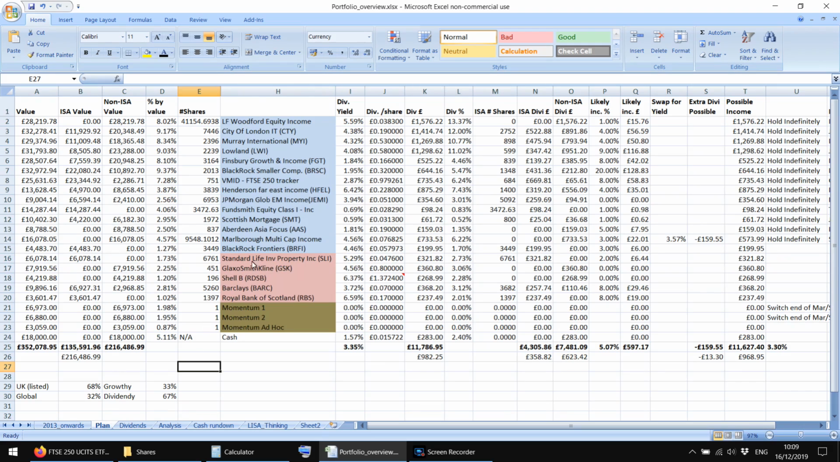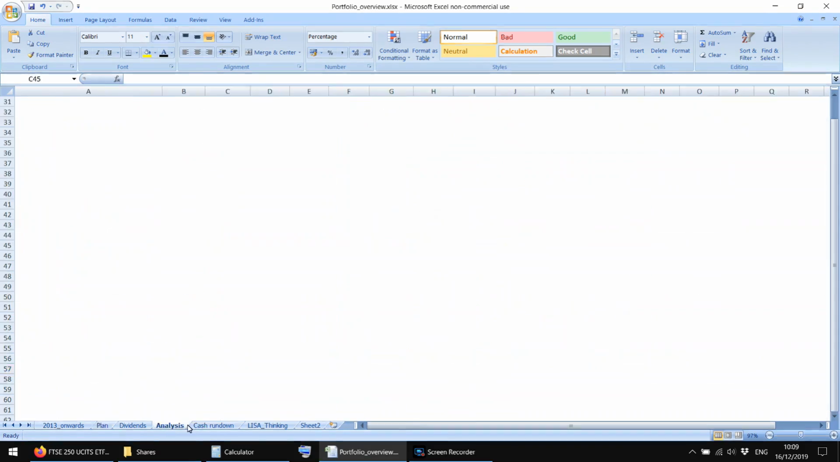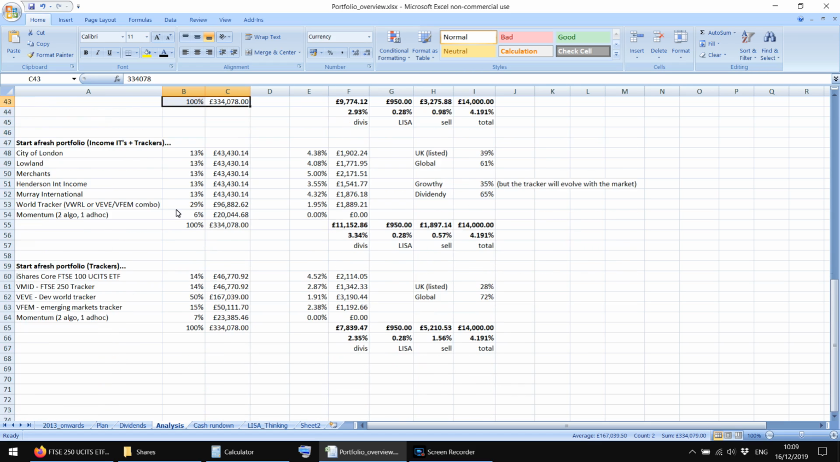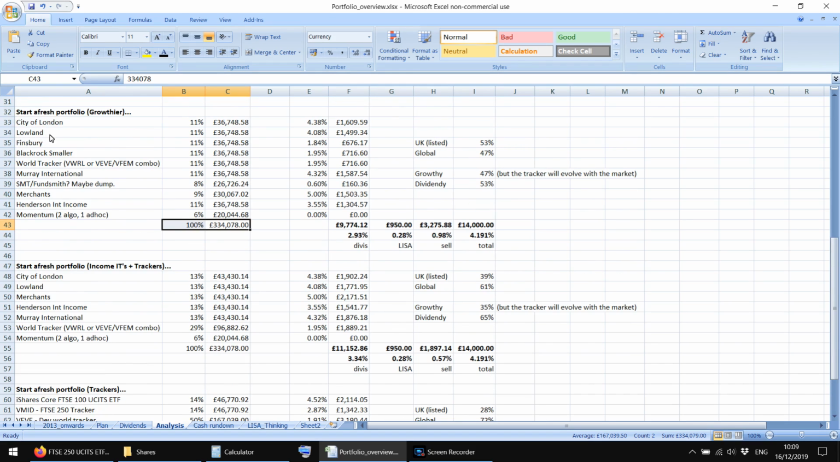In like the likes of Fundsmith, Scottish Mortgage, my momentum strategy. Maybe that's a bit too low, AAS, Asian Asia Focus. So what I've got here is my kind of thoughts about what I might do if I was starting afresh. If I just had the 334 grand in cash right now, what would I do if I started fresh? And I've got three different ideas of what that might be.